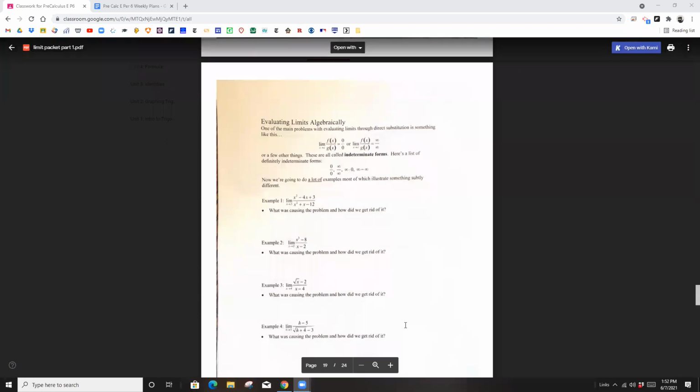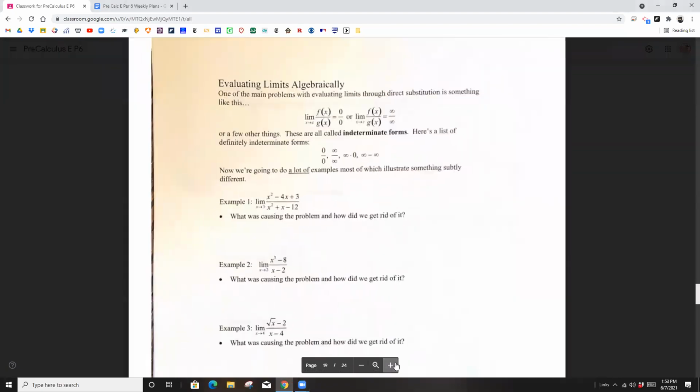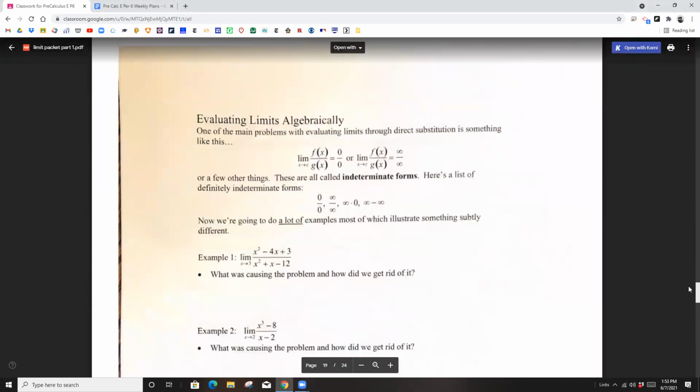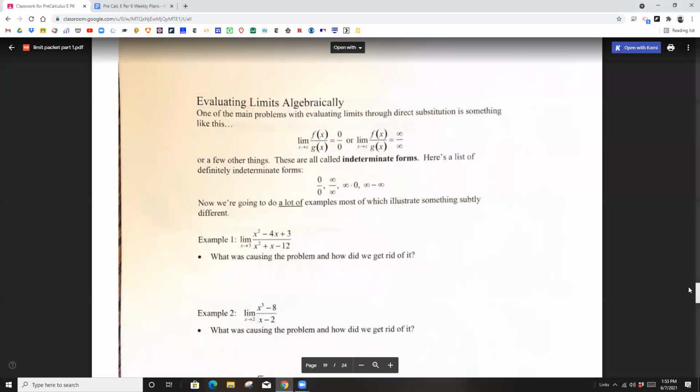All right, in this video, we're going to talk about evaluating limits algebraically. Thanks to Mr. Turkington for letting us use his notes. Very good notes. But so far we've learned how to evaluate limits by looking at their graphs or making tables.